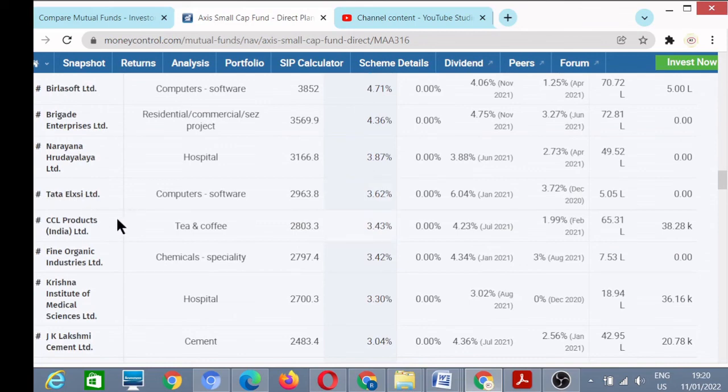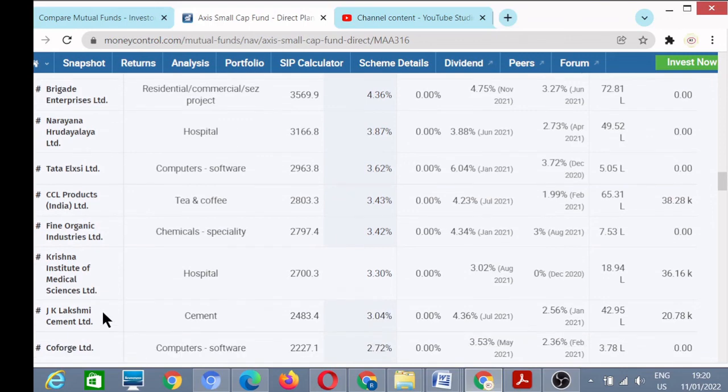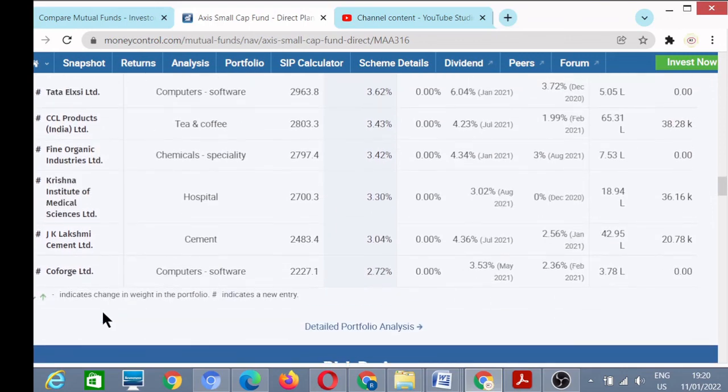Then we have CCL Products, tea, coffee. Then we have Fine Organics, chemical again. Then we have Krishna Institute, that means hospital. Then we have JK Lakshmi Cement, so this is a cement related company. So this was the portfolio of this fund.